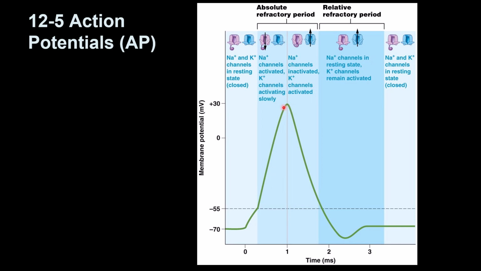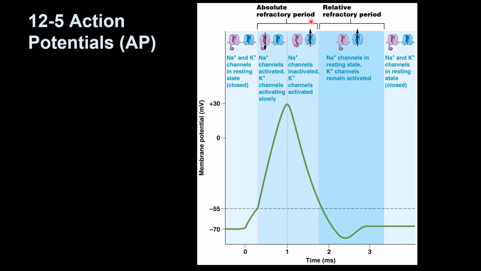Once it gets here, the inactivation gate will close. The activation gate is open, the inactivation gate is closed. Then the potassium gate will open up, so now the potassium is leaving. Potassium is positively charged. Once it leaves, the cell becomes more and more negative, until it gets closer to threshold. So from here to here, that is called the absolute refractory period.